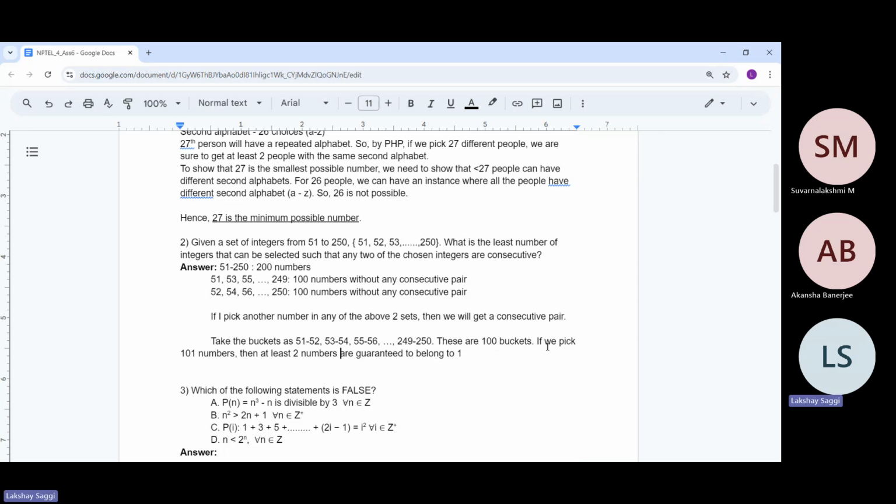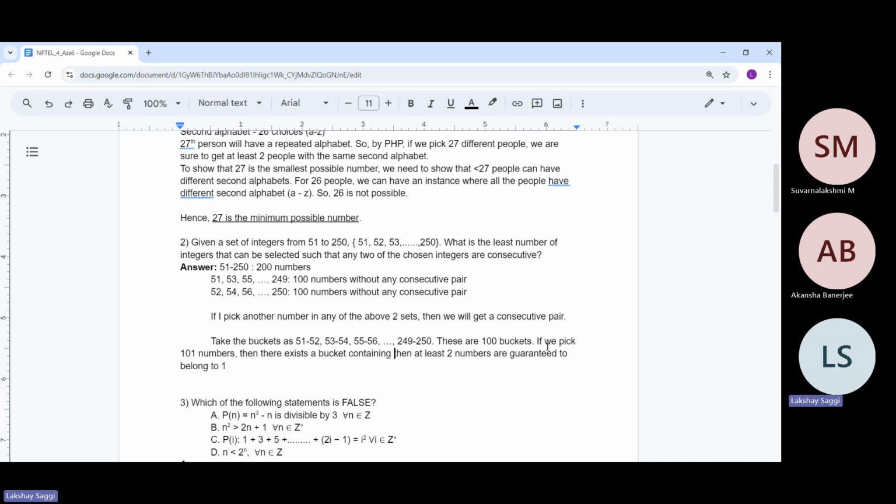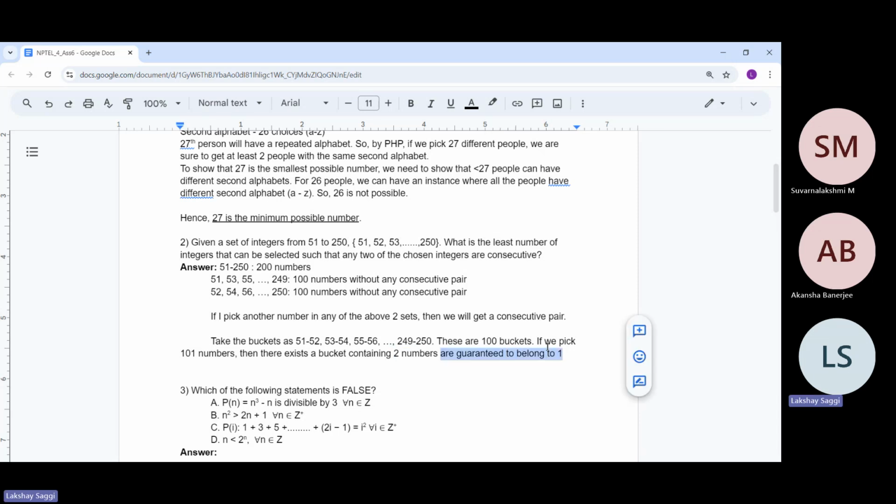Or maybe I should write better. If we pick 101 numbers, then there exists a bucket containing two numbers. Something like this would be better. And why is this? Because of the pigeonhole principle. Because there are 100 buckets and 101 numbers, so one bucket should contain two numbers. And PHP is short form for pigeonhole principle.